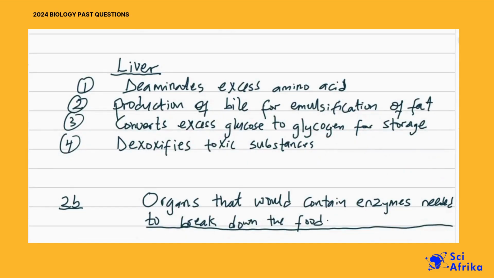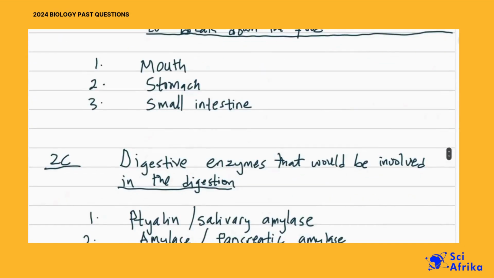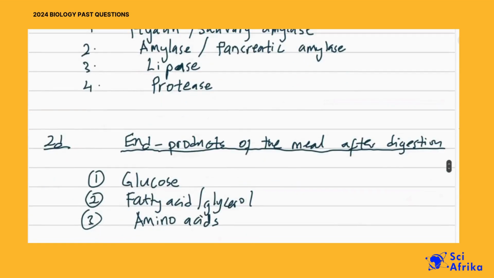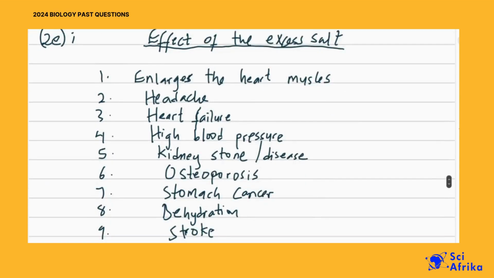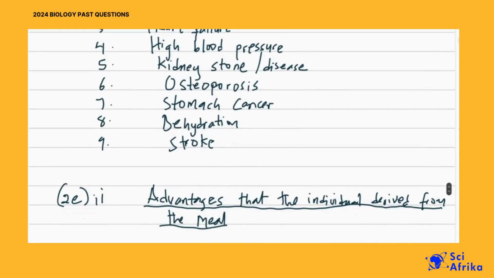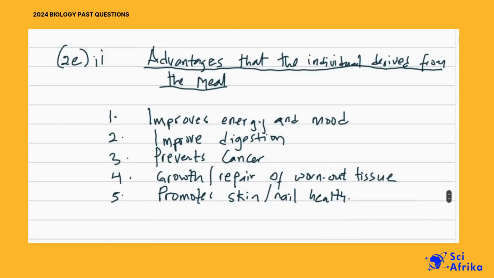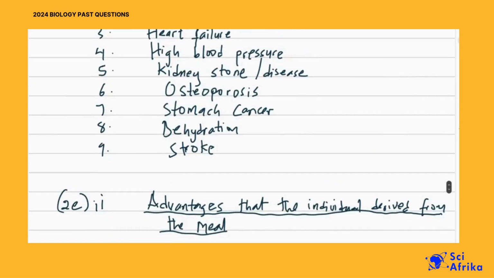Later, we went down to the organs that would contain enzymes among the ones we have listed above. At the same time, we treated the digestive enzymes that would be involved in the digestion process. We also went ahead to mention the end product of the meal after it had been broken down in the body. We now lastly did number 2E, which covered the effects of the excess salt as well as the advantages that the food has on the individual. With this we have answered the whole of question 1 and question 2 of the WAEC Past Questions 2024 Biology.